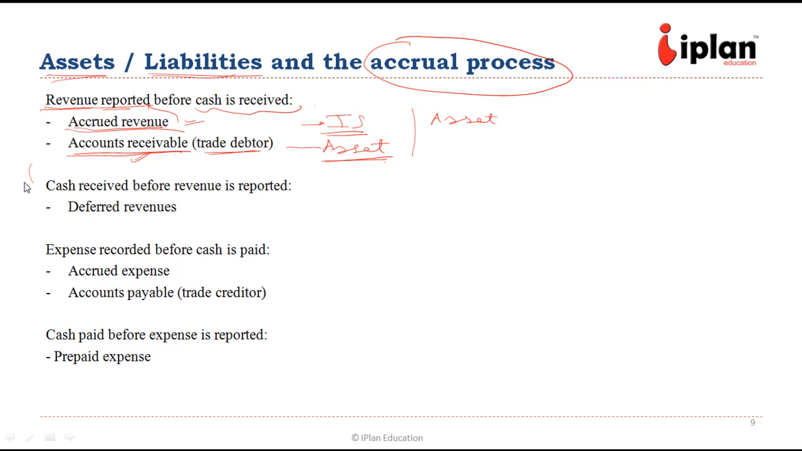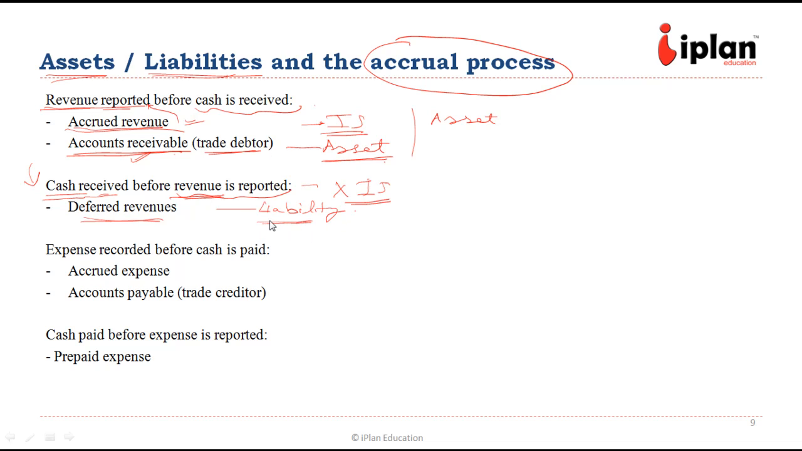Let us look at the other case. Cash received before the revenue is reported. So cash is received, but the revenue has not been earned yet, so it will not go to the income statement. So this is a liability. For example, deferred revenues. They are deferred revenues because we have already received the cash, but we have not provided the service or provided the goods. So the revenue is not earned yet. That is why it is a liability. So deferred revenue will become a part of liability.